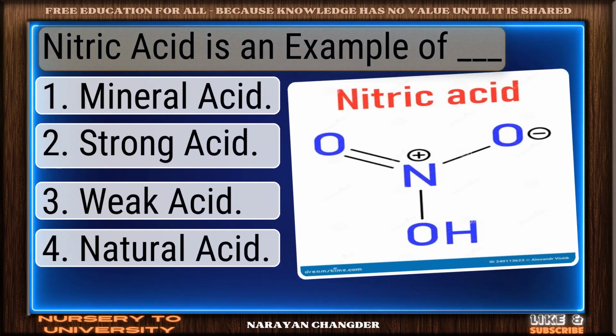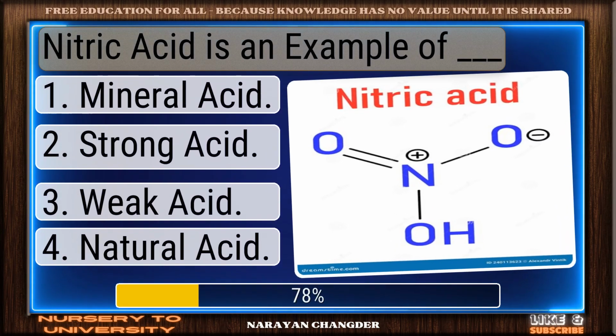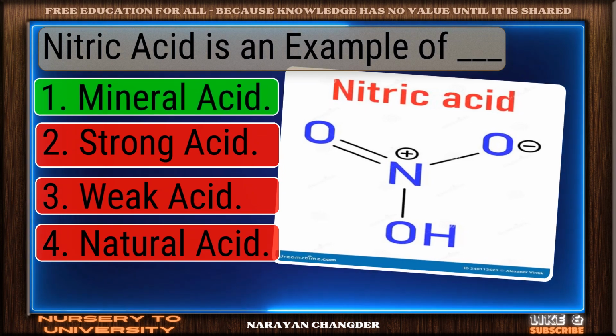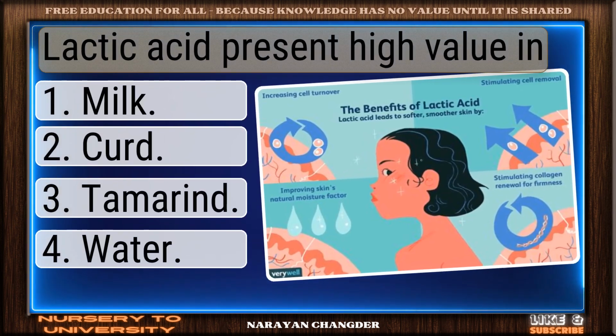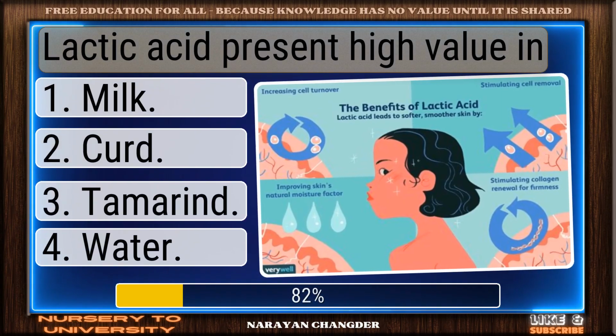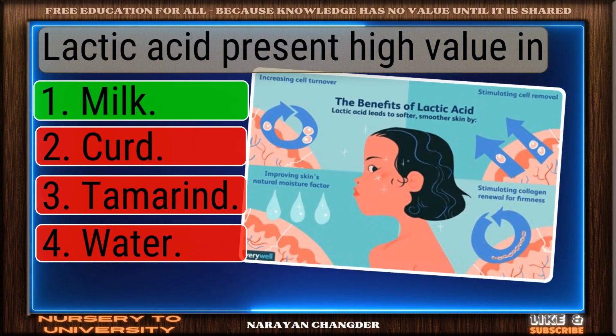Question number 90. Nitric acid is an example of a dash. Excellent. Mineral acid is a brilliant choice. Question number 91. Lactic acid is present in high value in? Great job. Milk is the accurate answer.